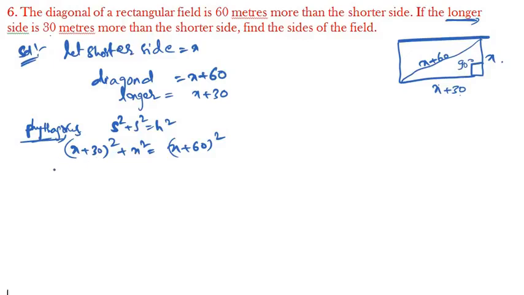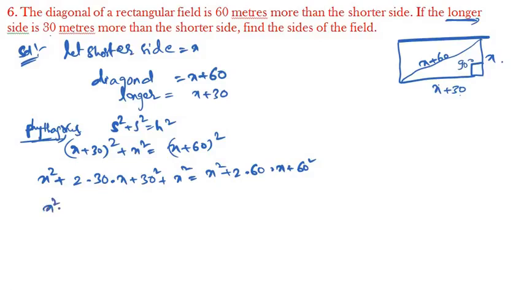So we have to divide: x plus 30 whole squared is equal to x squared plus 2 into 60 into x plus 60 squared. Here x squared will remain like that, 2 into 30 into x is 60x, plus 30 squared means 900, plus x squared is equal to x squared plus 2 into 60 into x, which is 120x, plus 60 squared means 3600.